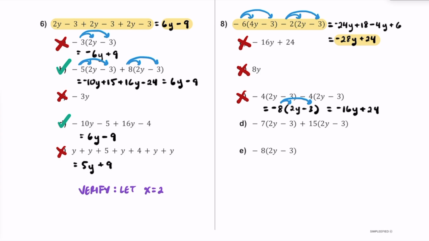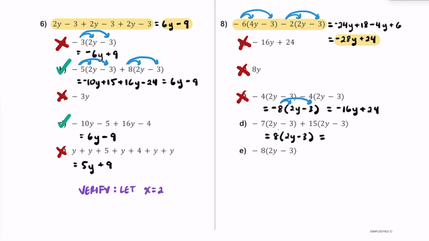Here, notice for D, we have this 2y minus 3 again, another 2y minus 3 again, but we have negative 7 of them, but plus 15 more. This ends up being positive 8 of these 2y minus 3s, right? So again, you can save some time by combining those right away if they have the same pieces inside the parentheses that are identical, right?